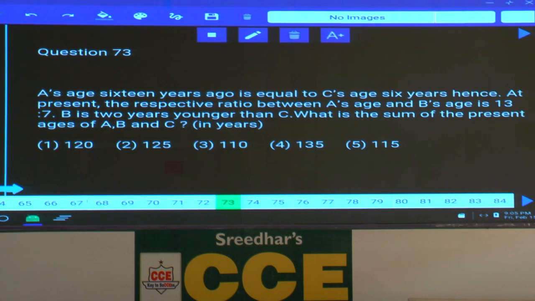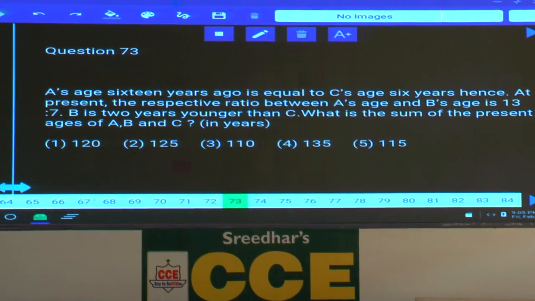Right. A is me, C is you. Look at the first line: A's age 16 years back. My age 16 years back will be equal to C's age after 6 years. Meaning, who is elder, A or C? If I subtract 16 years from my present age, that will be equal to your age after 6 years. Then what is the age difference between A and C? I am going 16 years back and you have to add 6 years. Total difference 22 years. Who is elder? A. Right.